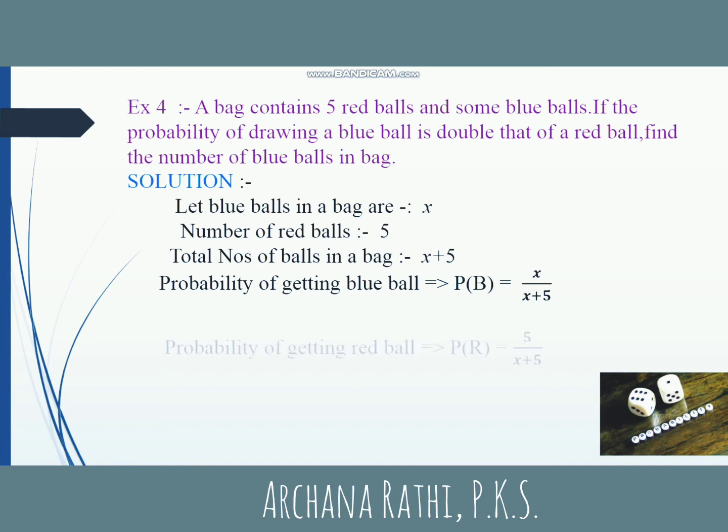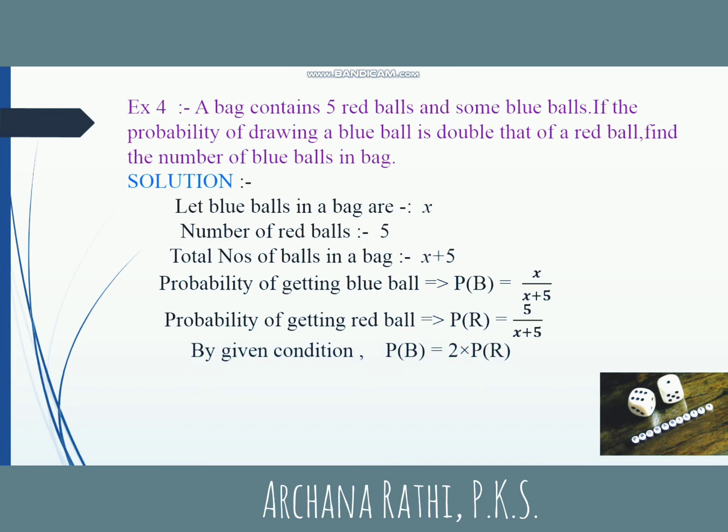In the same way, the probability of getting the red ball is P(R) equal to 5 upon x plus 5, because the total number of red balls is 5 and the total number of balls in the bag is x plus 5. Now the condition given is that the probability of the blue ball is double that of the red ball, therefore P(B) is equal to 2 into P(R). Now put the values, you will get x upon x plus 5 equal to 2 into 5 upon x plus 5, that is 10 upon x plus 5.